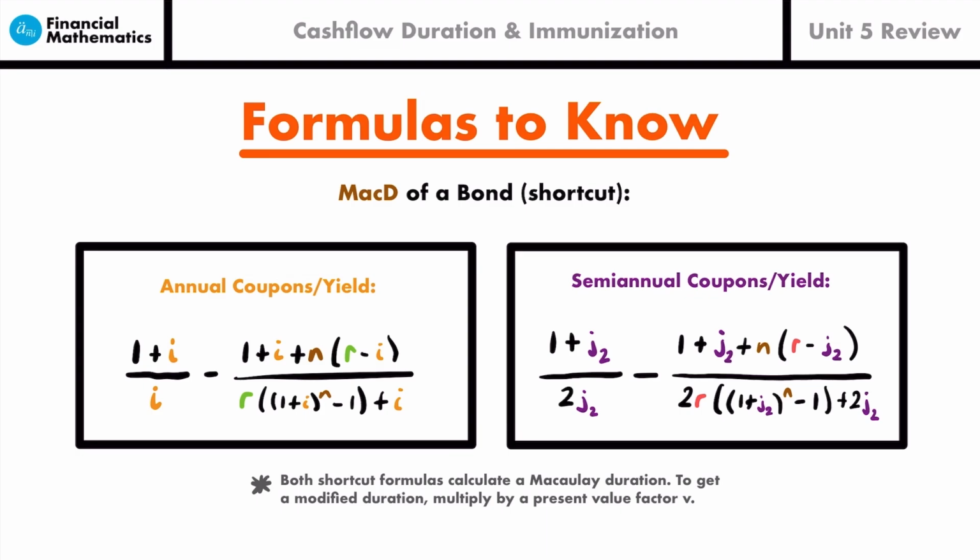And one more thing, of course, these two formulas only calculate a Macaulay duration. So if you want to get a modified duration for that bond, once again, you want to use that relationship that I've talked about a couple times now. You would want to multiply these formulas by the present value factor v using the appropriate yield rate, and that will give you the modified duration of that bond instead of the Macaulay duration. Okay, and so that's it for these two formulas.